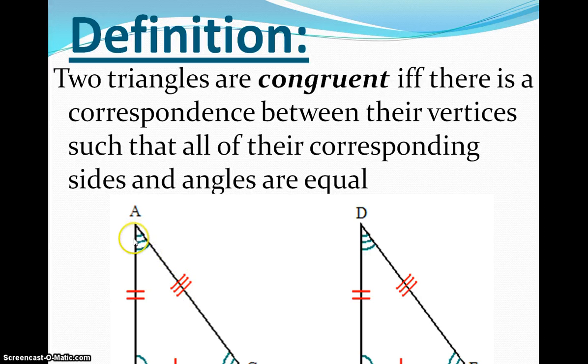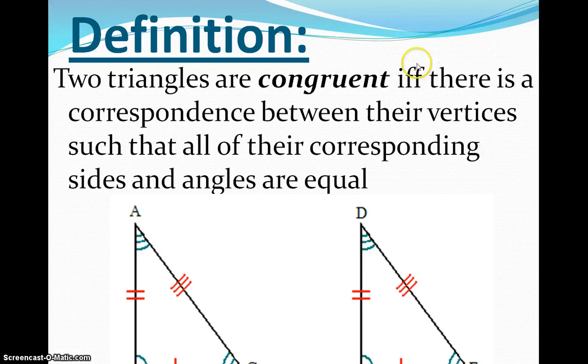Angle A, as you can see, has three angle lines through it. Angle D does as well. So there's a correspondence between the angles as well. All of them are equal. And we're going to be exploring different types of proofs and different types of properties and theorems that correspond with triangles and how to prove that they are congruent.